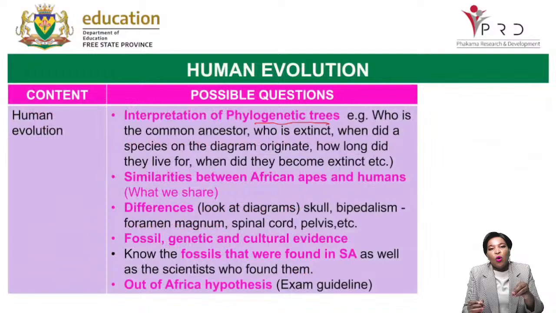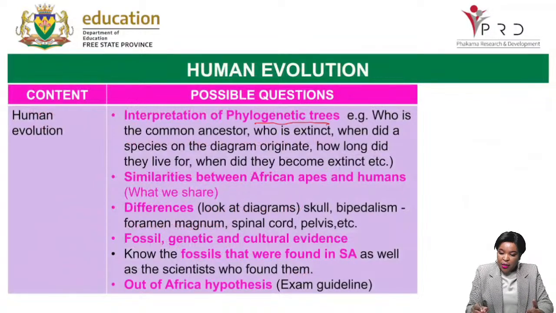So if you ignore the scope, then it means you don't want to pass. Make sure that you pay attention to what is written in the exam guideline, because whoever is setting the exam is using that exam guideline to ask you questions. So it's like you have your questions before you even sit for the exam. Think of it that way.